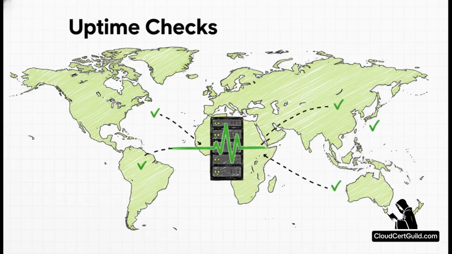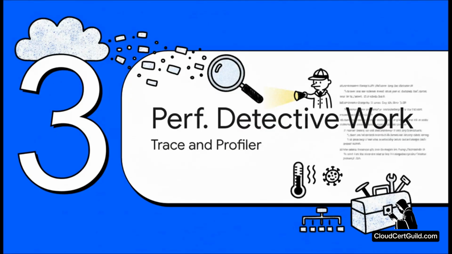But before we even worry about CPU, there's a much more fundamental question we have to ask. Is the system even alive? And that's where uptime checks come in. These are super simple, but incredibly powerful. They're just probes constantly pinging your app from all over the globe. They're your first line of defense, asking that one simple question over and over. Is it breathing?